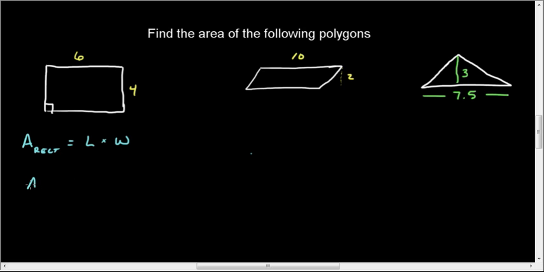I'm just going to substitute my values in. The area of my rectangle is equal to 6 times 4, and that's 24. So there's the answer to the first.